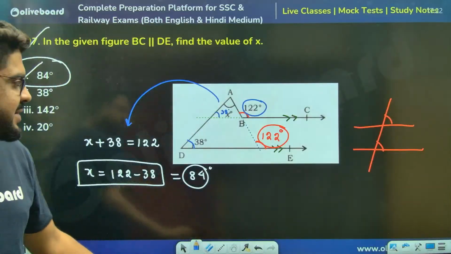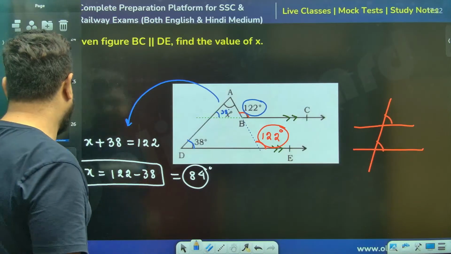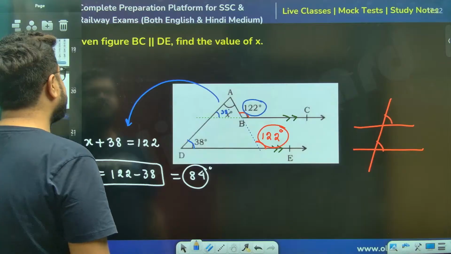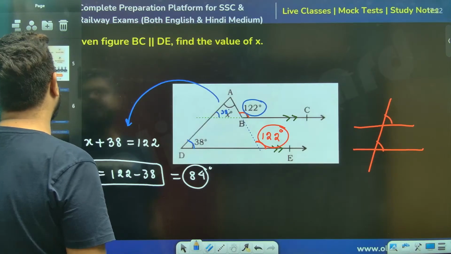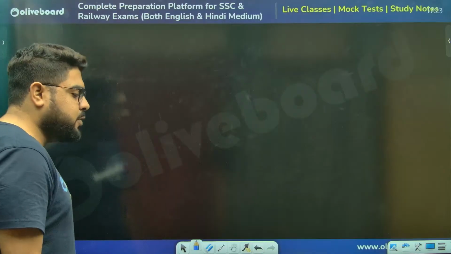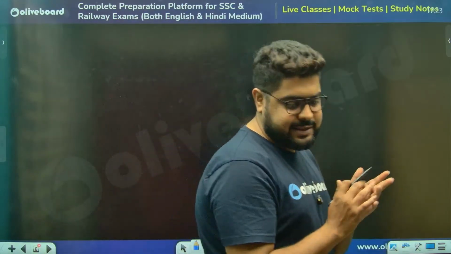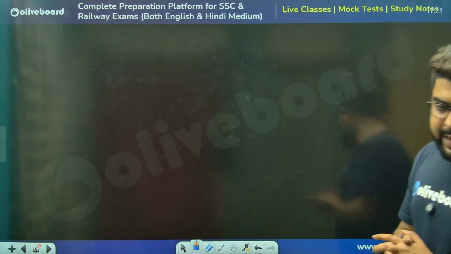Perfect, sir. Moving on. This was our lines and angles questions. Now we will go into a little bit of triangles. Not too much, not too less. A little bit of triangles.